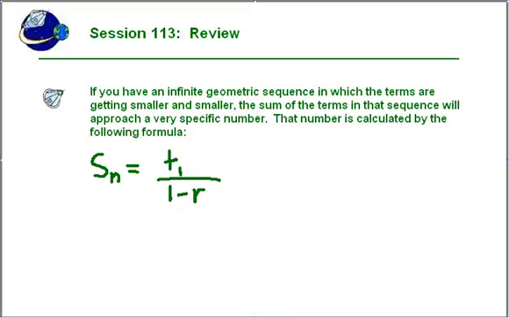Okay then, quickly as a review, if you have an infinite geometric sequence in which the terms are getting smaller and smaller, the sum of the terms in that sequence will approach a very specific number. And that number is calculated by the following formula. The sum of the first n terms is going to equal t1 over 1 minus r. Okay, that not only wraps up session 113, but it also finishes up elementary algebra.